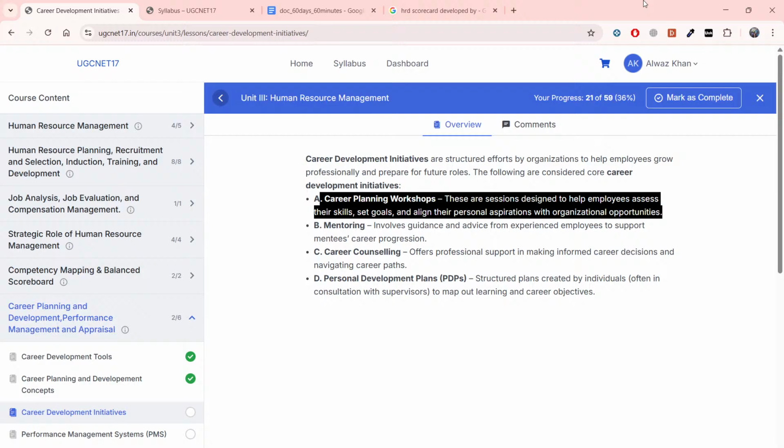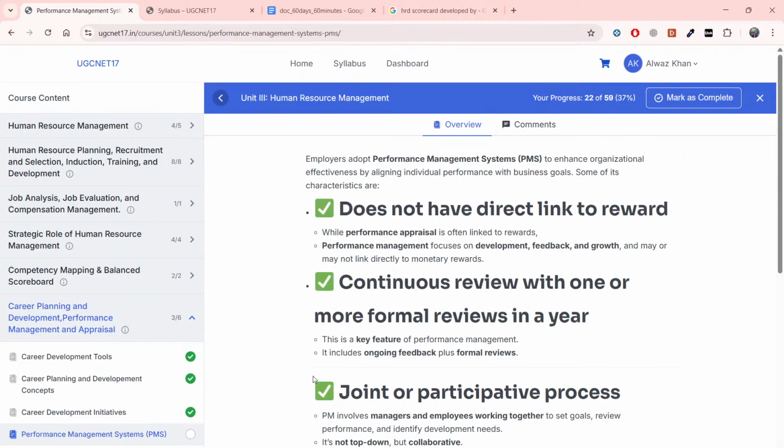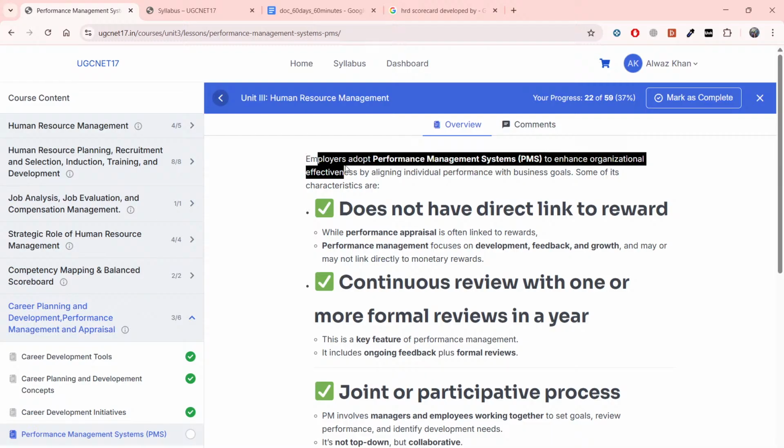Personal development plans, structured plans created by individuals, often in consultation with supervisors, to map out learning and career objectives. And performance management systems. Employers adopt performance management system to enhance organization effectiveness by aligning individual performance with business goals.